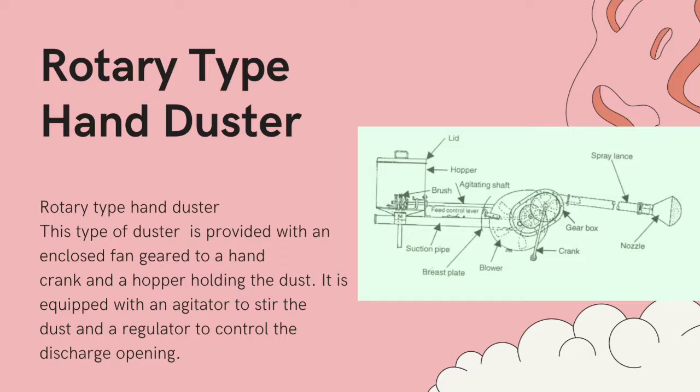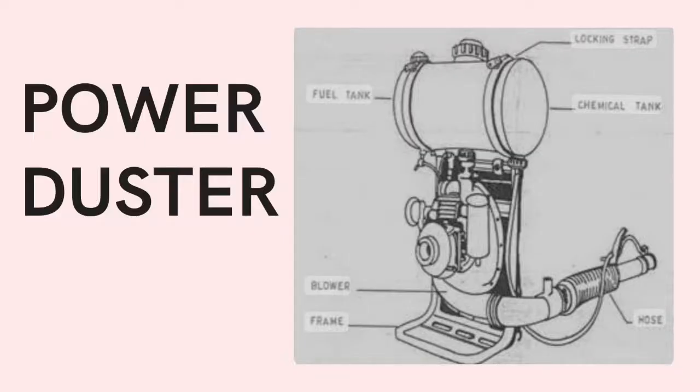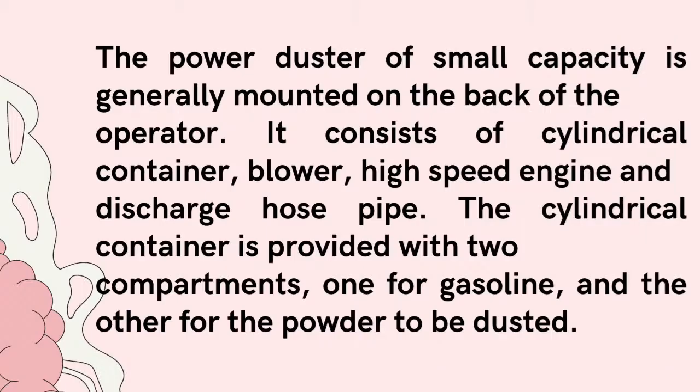These dusters can hold about 3.6 to 4.5 kg of dust and are large enough to treat 0.4 to 0.6 hectare of crop area in a day. Ordinarily, they are not found suitable for dusting over 3 meters height. The power duster is generally mounted on the back of the operator.